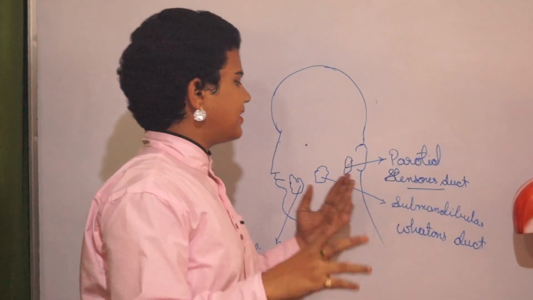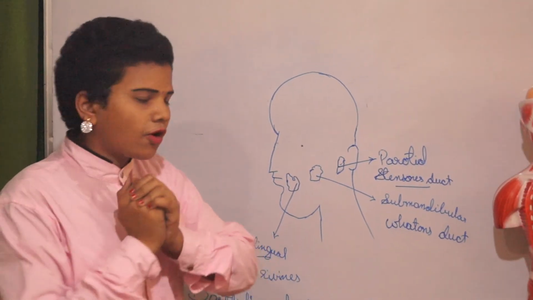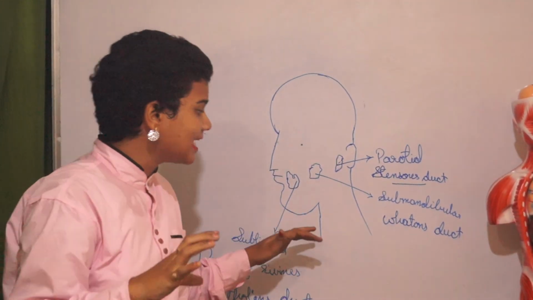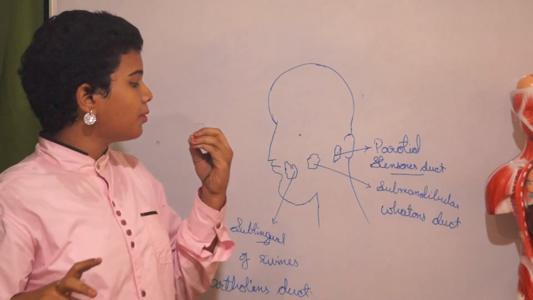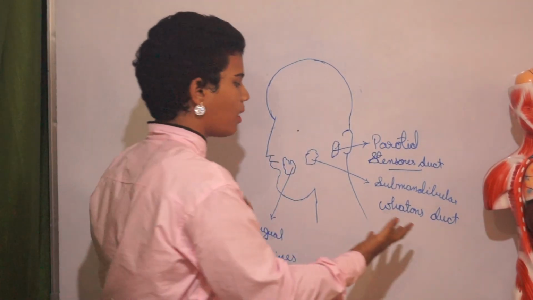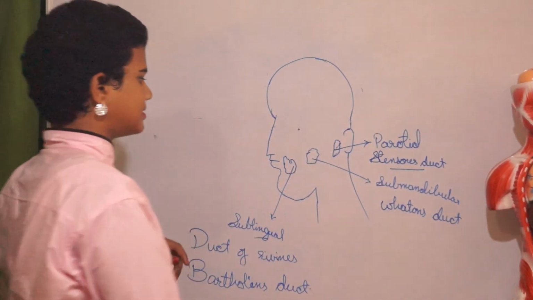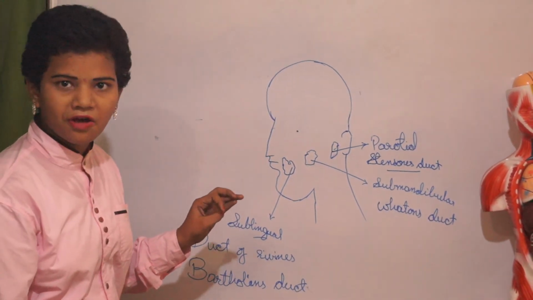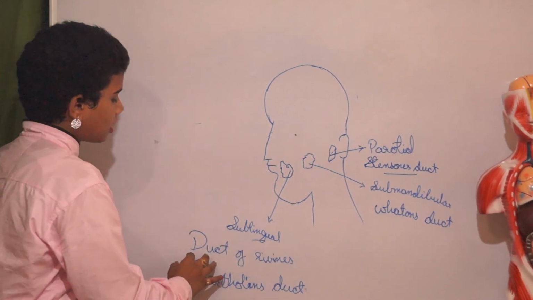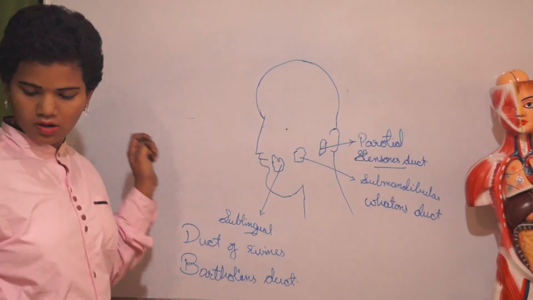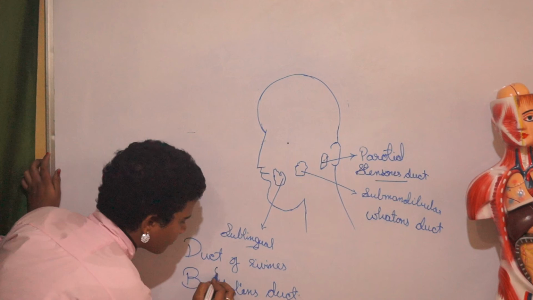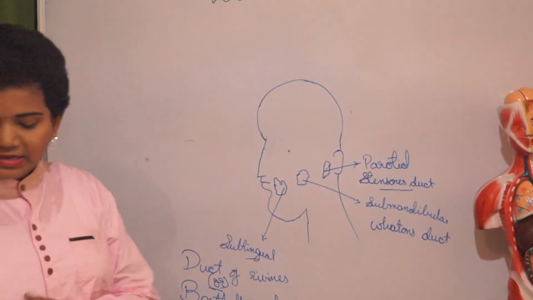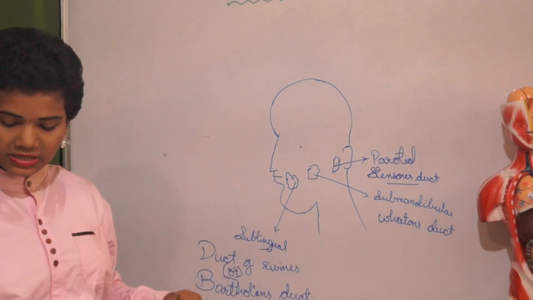The parotid salivary gland has its own tube to pour itself called Stenson's duct. The submandibular salivary gland has its own tube called Wharton's duct. And the sublingual salivary gland has its own tube called the duct of Rivinus or Bartholin's duct. Okay, these are the salivary glands.